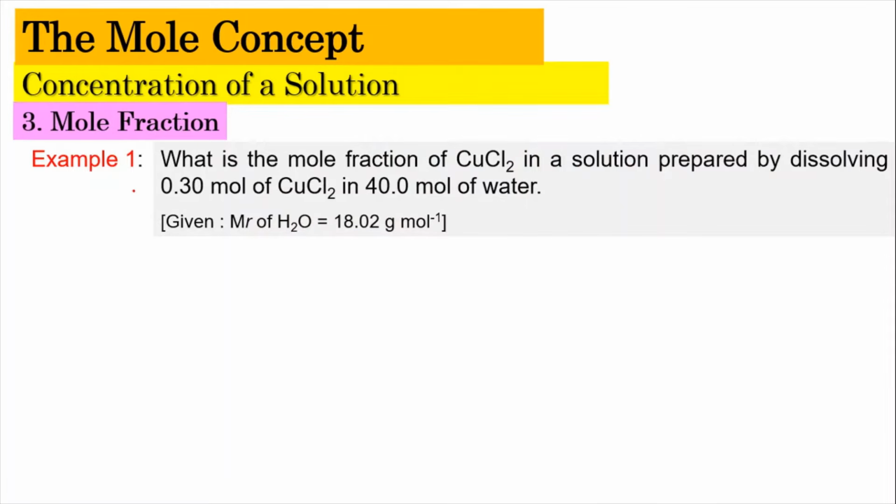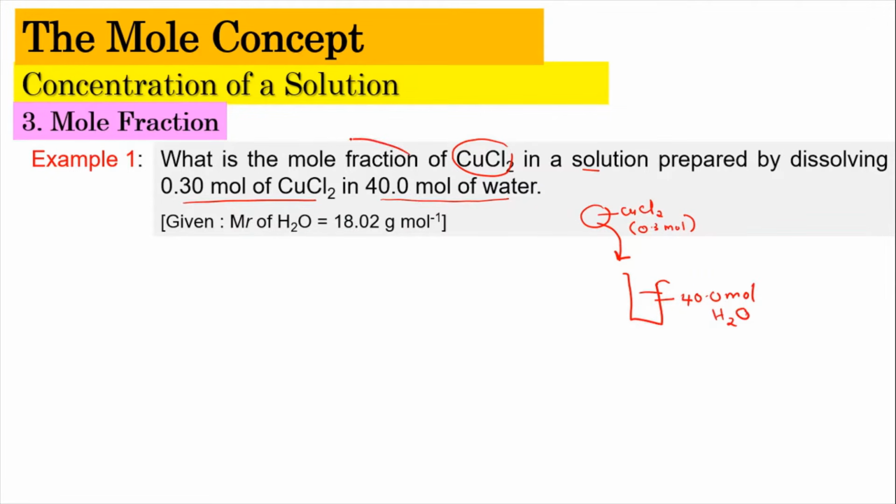So for example number 1, what is the mole fraction of CuCl2 in a solution prepared by dissolving 0.3 mole of CuCl2 in 40 mole of water? You can imagine that you have your CuCl2, which is 0.3 mole. And now you're going to dissolve your CuCl2 solute in 40 mole of water. So this one is your water, and you have 40 mole.